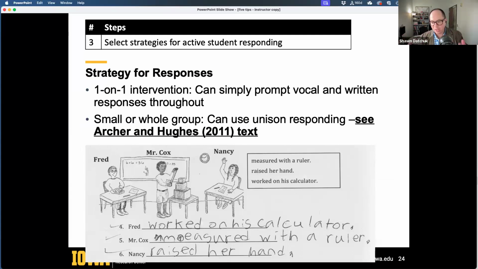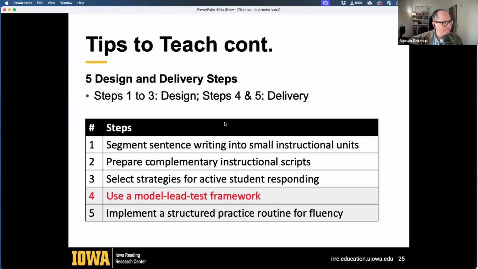So in some ways, you just need to walk around the room quite a bit. If it's a one-on-one intervention, let's say small group or one-on-one, it can be more of a vocal volley. But you might have to use some sort of unison responding. I won't have the time to get into great detail about the different unison responding techniques. So I'll just give a shout out to the wonderful explicit instruction text by Anita Archer and Charlie Hughes from 2011. If you have any questions, I'd strongly encourage you to take a look at that text.